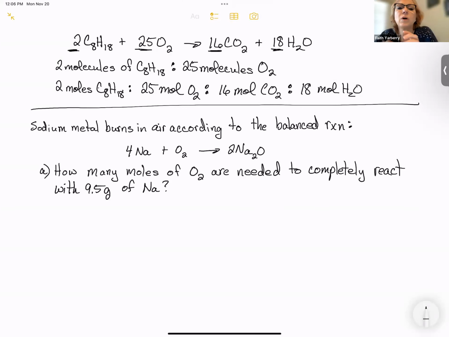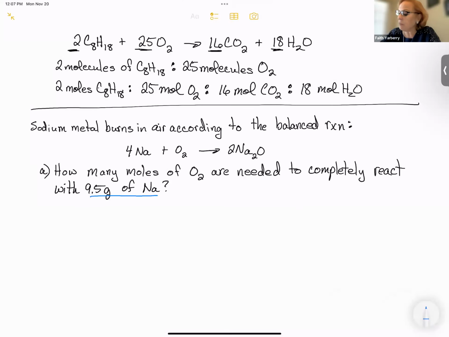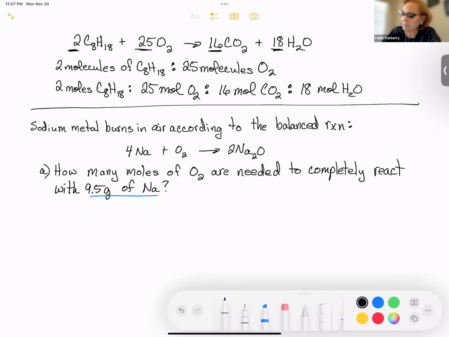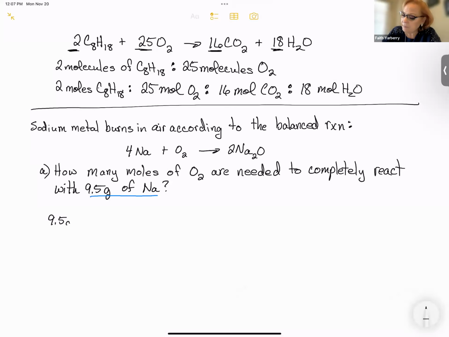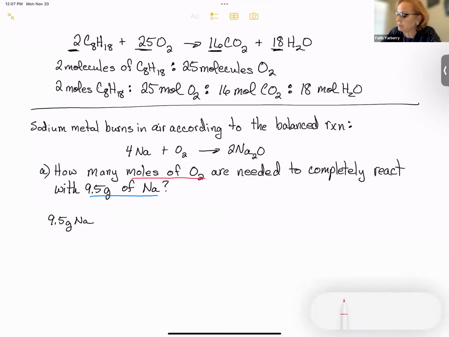Now, just like before, when I was performing stoichiometric calculations, I will be highlighting where the information is coming from based off of what we are given and what we want to solve for. So what we were given is 9.5 grams of sodium. What we were asked to solve for is moles of oxygen.